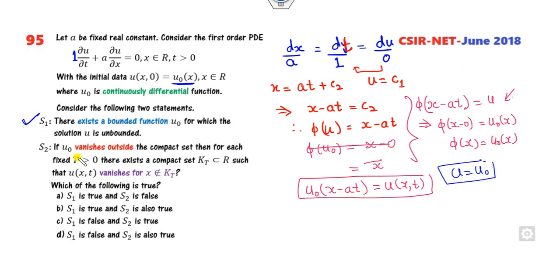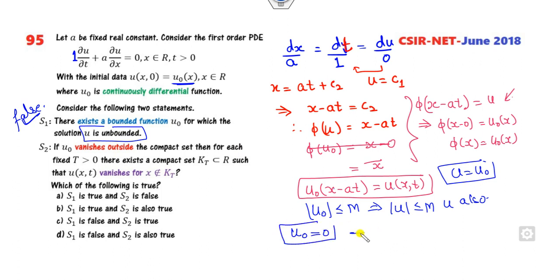So which of the following statements is true? If u0 is bounded, I can substitute the value of u0 as u. So what is the meaning of that? u is also bounded, but it said u is unbounded, so this is my false statement. The second part is, if u0 vanishes, what is the meaning of that? u also vanishes, because both are the same, and it also said it vanishes. So this is my correct statement, and this is my false statement.